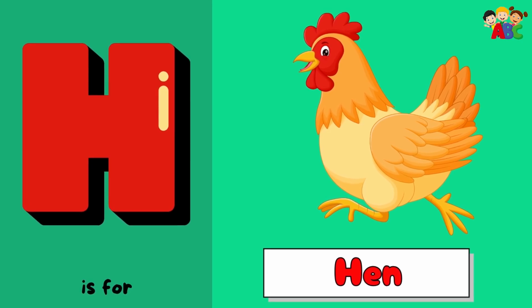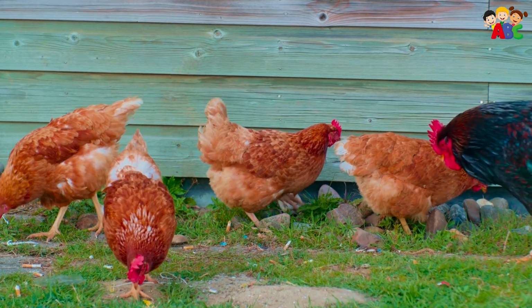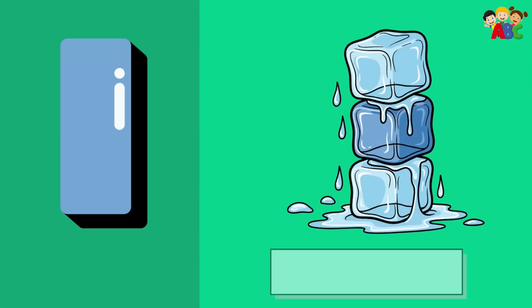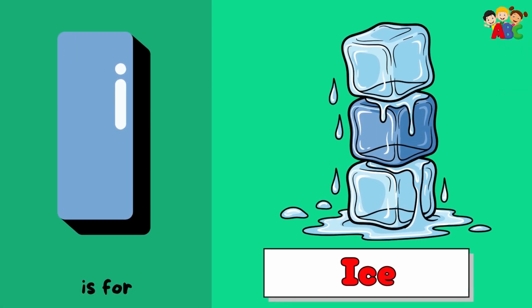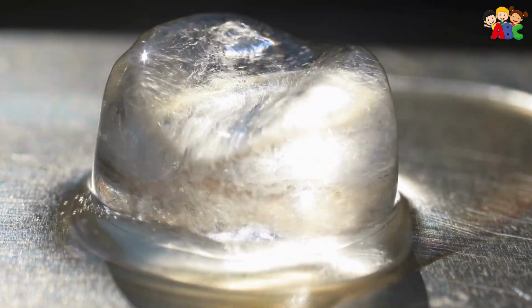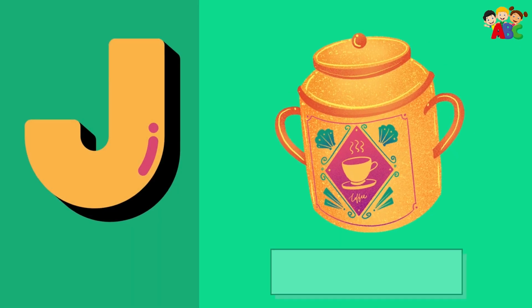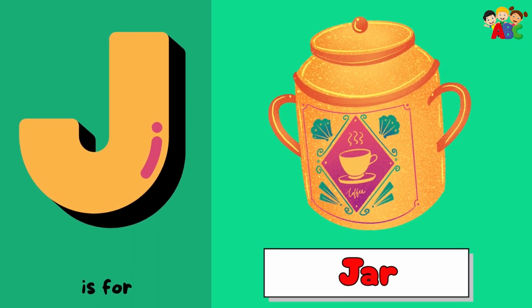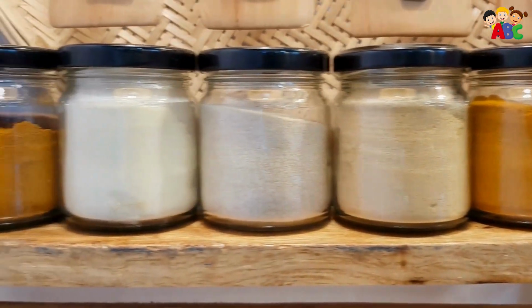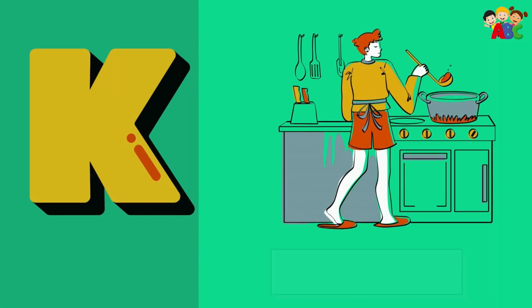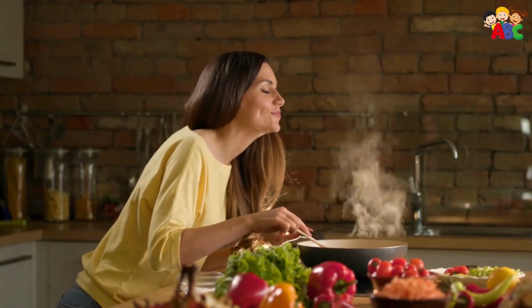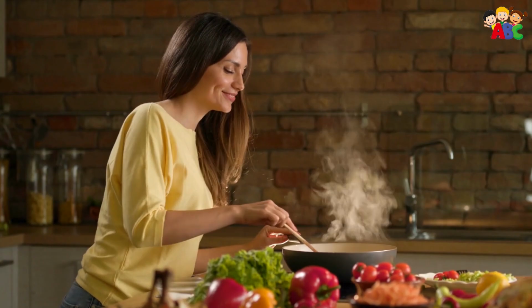H for hen. I for ice. J for jar. K for kitchen.